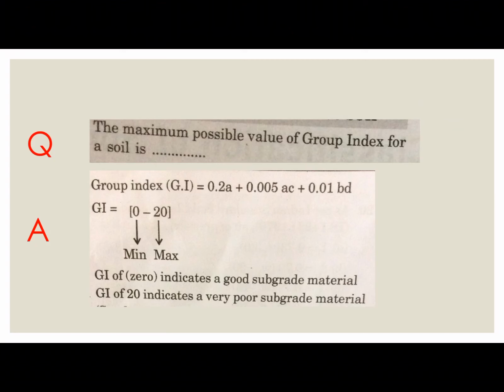The next question, the maximum possible value of group index for a soil is what? The group index, which is represented by the notation GI, has the formula 0.2a plus 0.005ac plus 0.01bd. So for GI, the group index, we have minimum and maximum values, 0 and 20. If the group index for a soil is 0, then it indicates a good subgrade material. If it is going to the maximum, like if the group index is 20, then it indicates a very poor subgrade material.